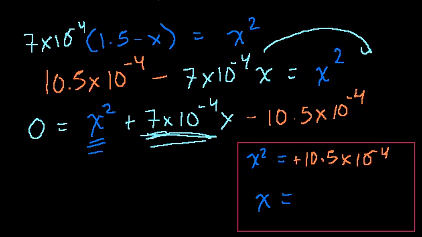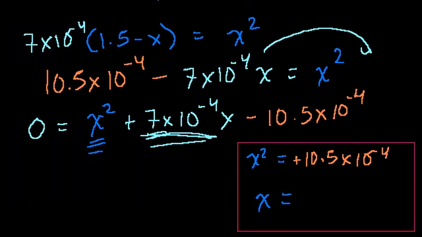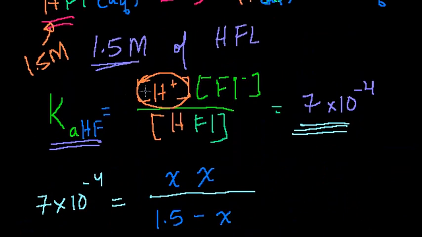X would be equal to, let's see, 10.5, you have to put the exponent here. So exponent minus 4, and I want to take the square root, so to the 0.5 power is equal to 0.0324. So if we make that simplifying assumption, we've essentially solved for our hydrogen concentration, right? That was x. This is x.